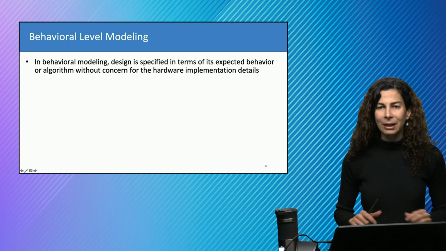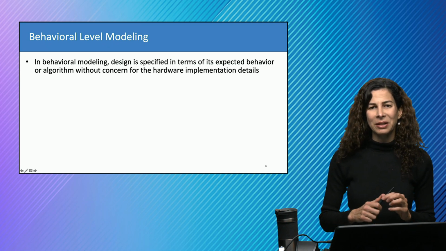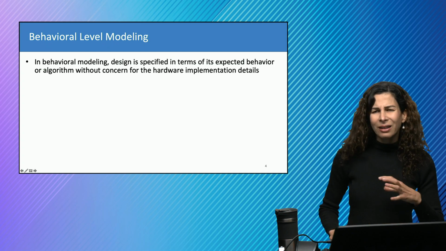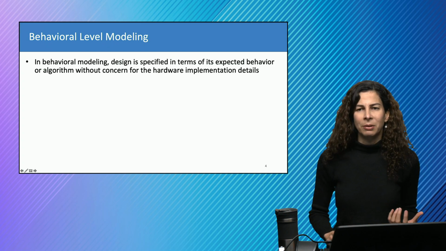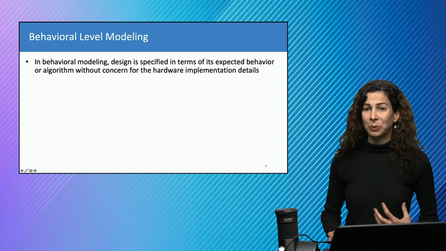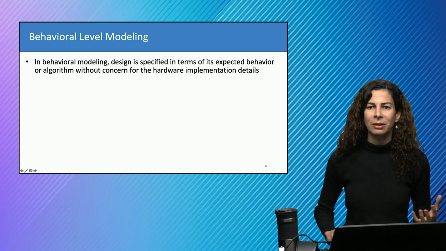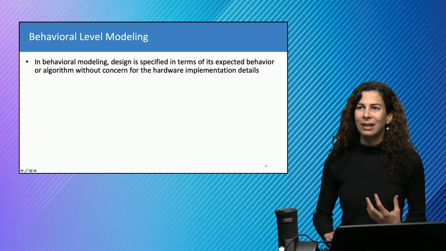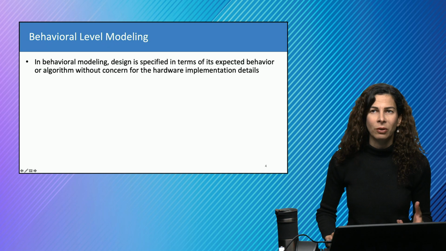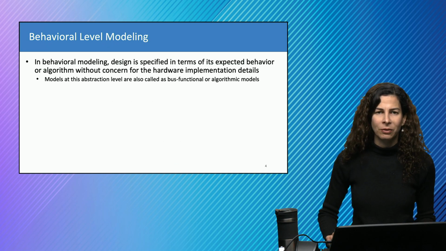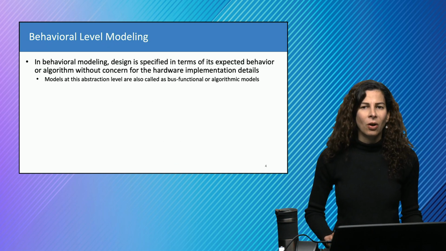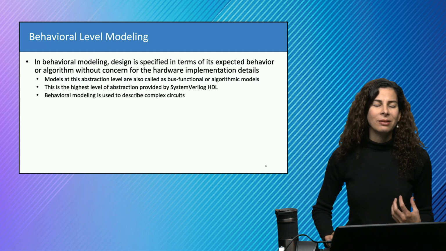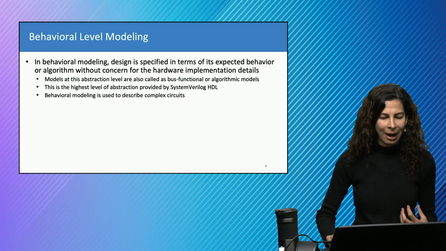So in behavioral level modeling, the design is just telling you the expected behavior, and we don't worry about implementation details. For example, if you want to do, say, multiplication or addition, you just say A is equal to B plus C, and that is enough at the behavioral level to say what the behavior of this design is. These are also algorithmic models, robust functional models, and this is the highest level of abstraction we have.